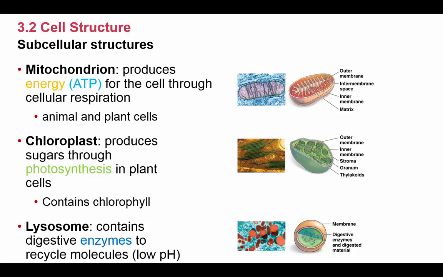Another structure we see is called the chloroplast. We know that chloroplasts produce sugars like glucose through a process called photosynthesis. Now again, we know this happens in plants, not animal cells. We also know that chloroplasts contain a pigment called chlorophyll, which is what makes them green in color.